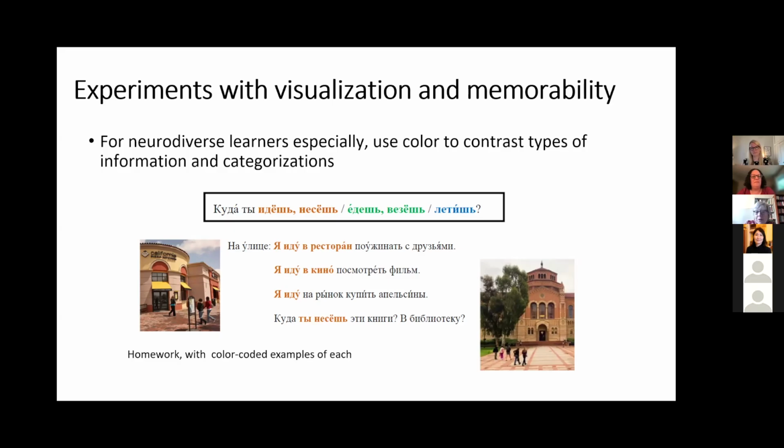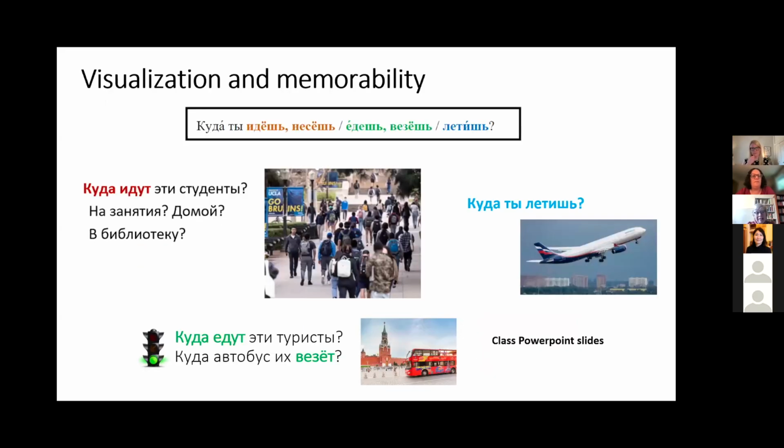The use of color to contrast types of information. I'm not a visual person, so this isn't something that would ever occur to me, but a student did it, and I thought, wow, maybe that would help everybody to sort out these endless verbs of motion. So they're color-coded. First, they get in the homework with color-coded examples of each, and then in class, in the PowerPoints, it's reinforced. Идти is always brown. Едут, ехать, везде has like a green light associated with it, and then the blue sky of flying. So this visual reinforcement can make it easier for students.